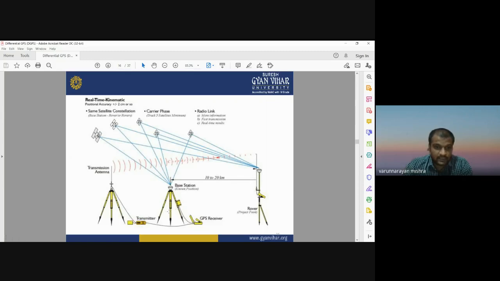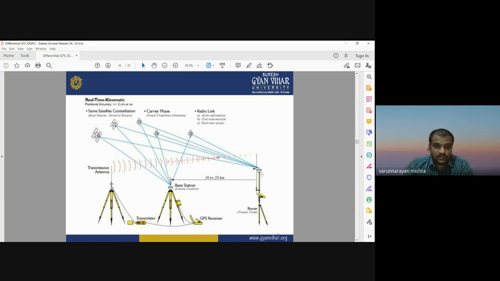Okay, and the corrected information, the base station corrects the error, and it will be transmitted through the transmission antenna to the rover station. You can see here, this is a transmission antenna. This transmission antenna sends the corrected signal by the base station towards the rover station. So the rover station will have the real-time data in the field, and that information will be used to rectify, to reduce the errors in the GPS coordinates.